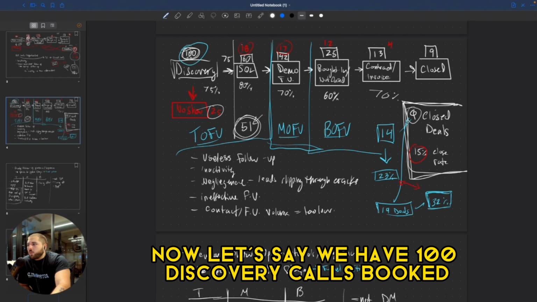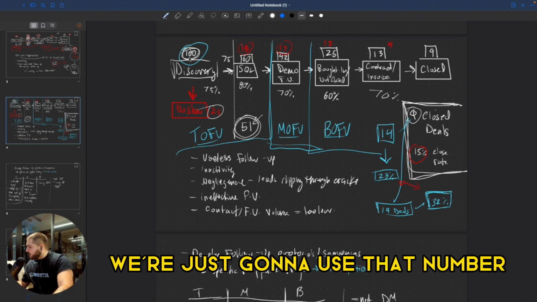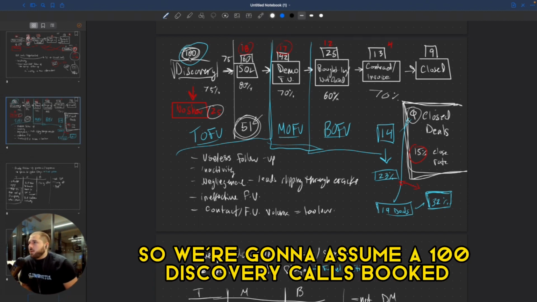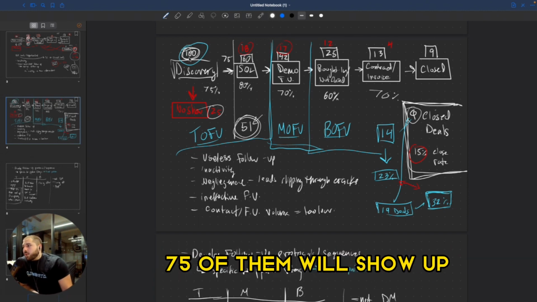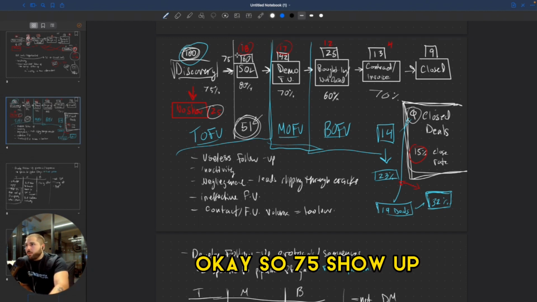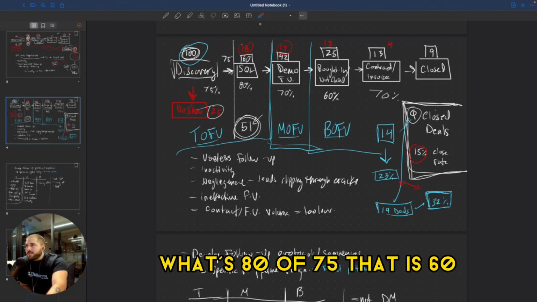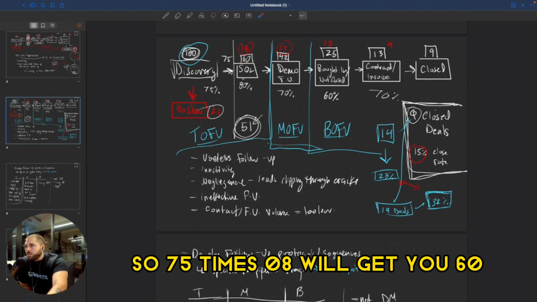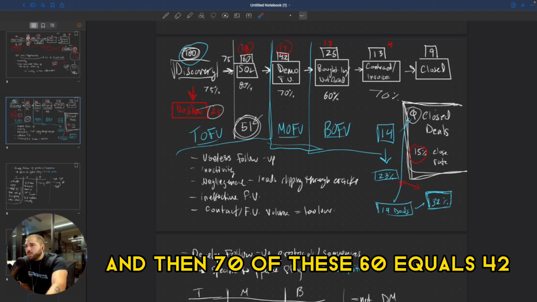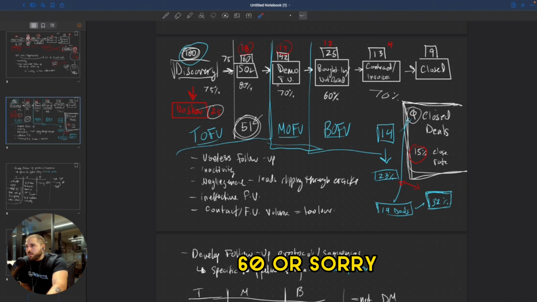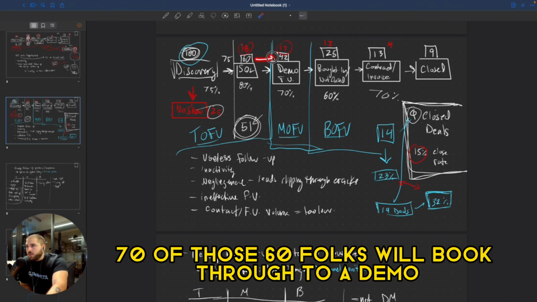Now, let's say we have 100 discovery calls booked. We're just going to use that number because it is a nice round number, easy to do this model with. 75% of them will show up, which means 25 no-shows. Okay, so 75 show up. What's 80% of 75? That is 60. So we have 60 total SQLs. 75 times 0.8 gets you 60. And then 70% of these 60 equals 42. 70% of those 60 folks will book through to a demo.